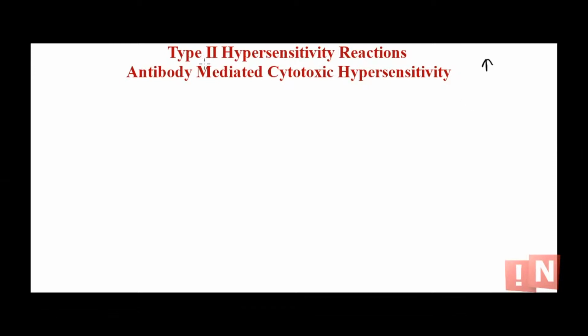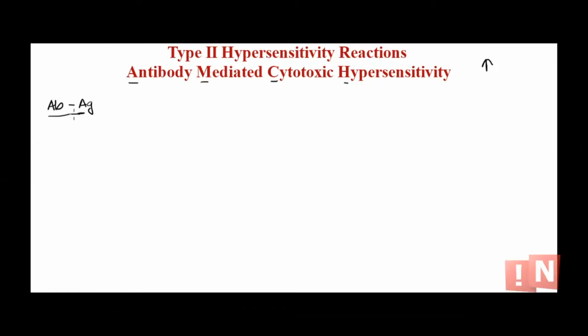And today we are going to see type 2 hypersensitivity, that is called antibody mediated cytotoxic hypersensitivity. Long name but easy to understand. It is the type of hypersensitivity which is antibody mediated. It is called cytotoxic because generally, when you have an antigen in our body and antibody binds to it to clear it up, it forms an antigen antibody complex, right?